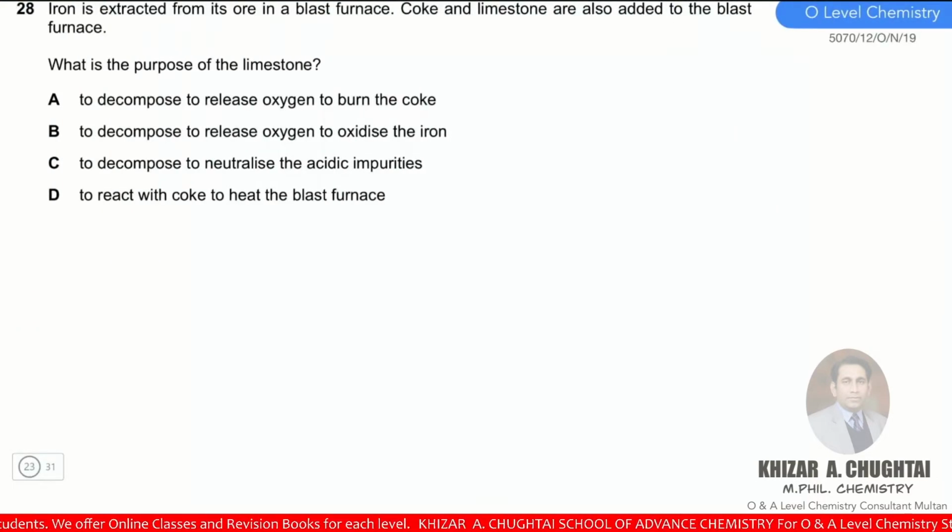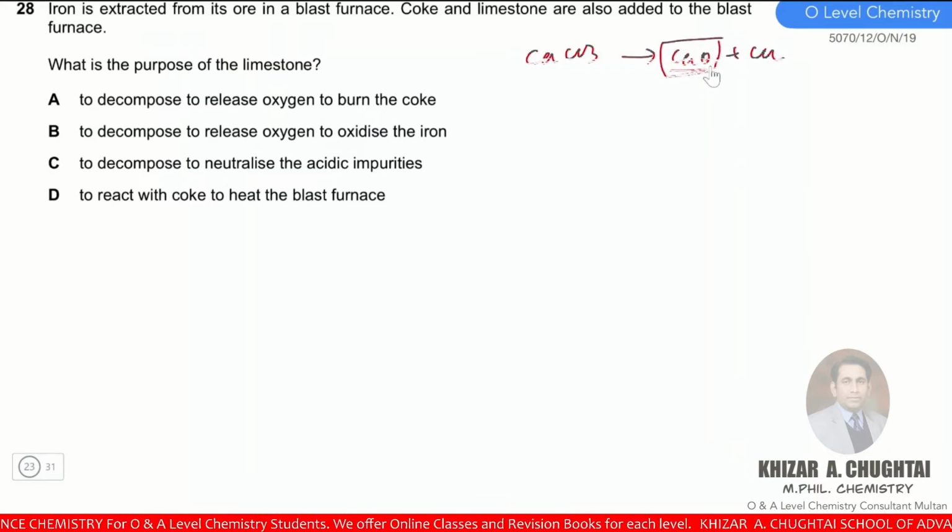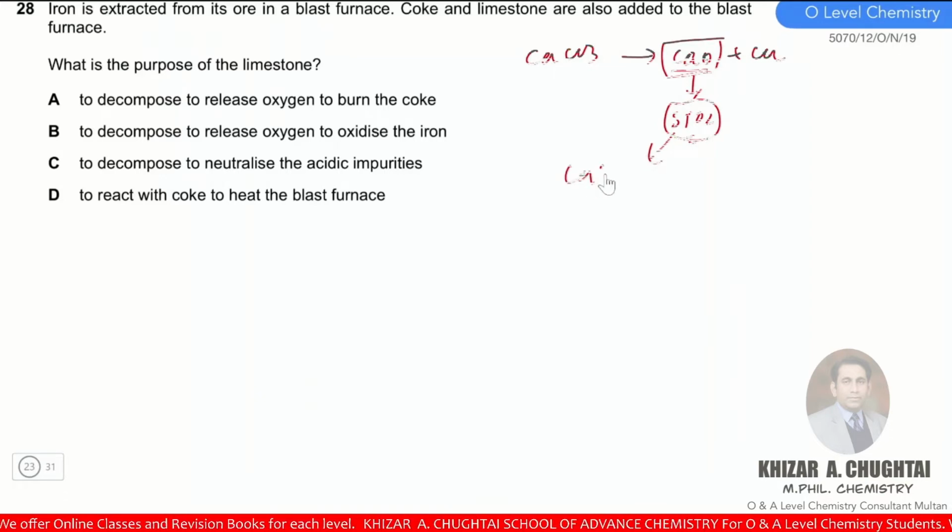28. Iron is extracted from its ore in the blast furnace. Coke and limestone are also added to the blast furnace. What is the purpose of the limestone? You know, limestone is calcium carbonate. By thermal decomposition, it is going to make calcium oxide and CO2. This calcium oxide is a basic oxide, and it reacts with the SiO2, an acidic impurity present with the hematite, and makes CaSiO3, the slag. So this is the basic purpose.